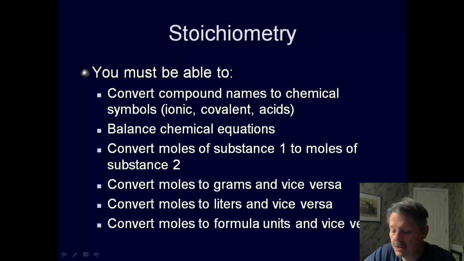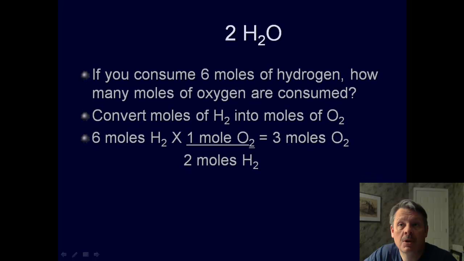You need to be able to balance chemical equations because we need balanced chemical equations to do stoichiometry. You need to be able to convert moles of substances to moles of a different substance. That's what we just did in our last podcast. And then we need to be able to convert moles to grams and liters and formula units, molecules, and back and forth. So those are all the pieces that are involved in stoichiometry.